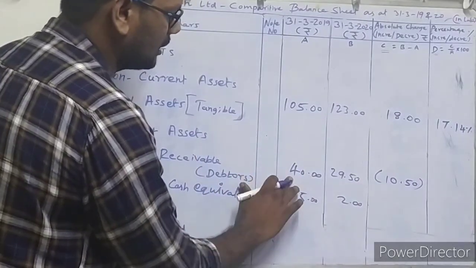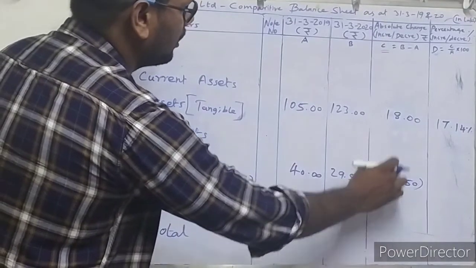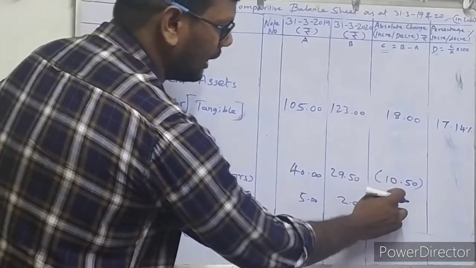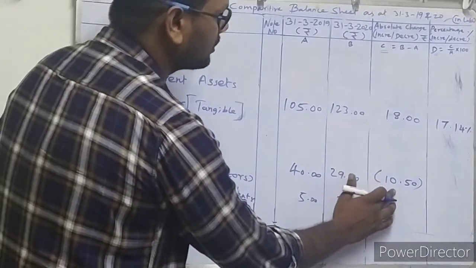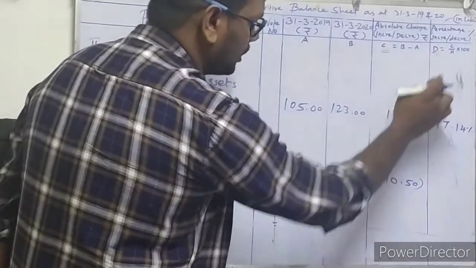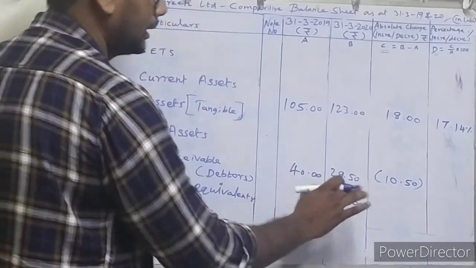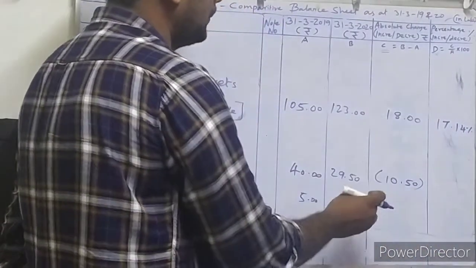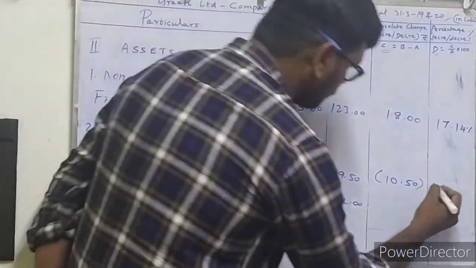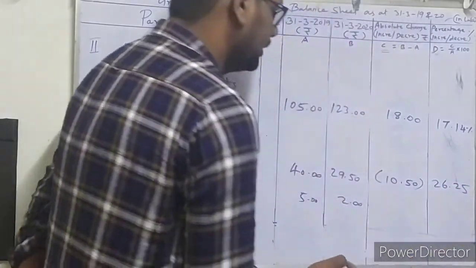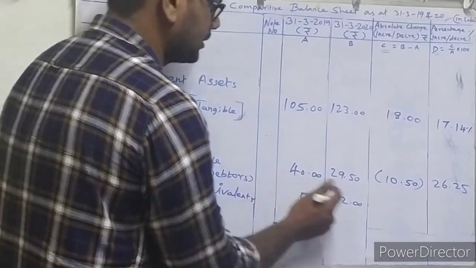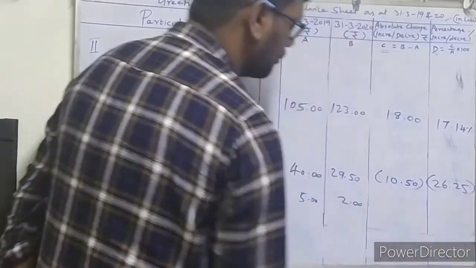So this is the base year. So it is current increase or decrease. 10 lakh 50,000 is decreased compared with previous year. So we are taking this amount, 10 lakh and 50,000, divided by 40 lakh into 100. If you substitute this formula, you will get the answer: 26.25 percentage is decreased compared with previous year. So anyway, we are writing in bracket.